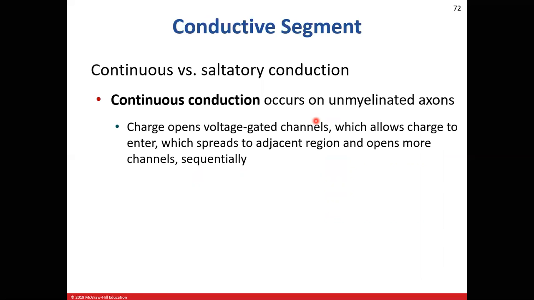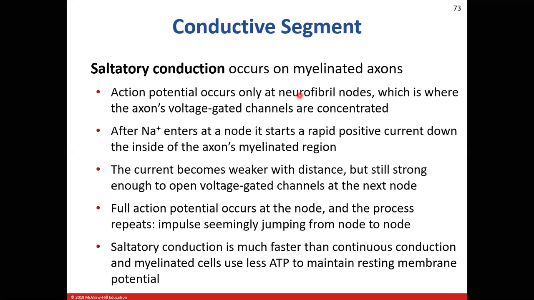So as we continue with the conductive segment, we also look at the conduction process and how the axon actually is able to conduct the signal down the axon. And so we look at continuous versus saltatory conduction. With continuous conduction, it's going to occur on the unmyelinated axons. And so what happens is the charge opens the voltage gated channels, it allows the charges to enter, and it spreads to the adjacent regions and opens more channels sequentially, similar to what you would expect with the process of propagating an action potential.